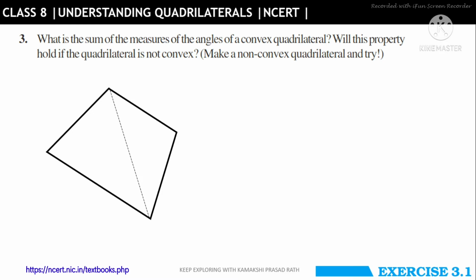So we get 2 triangles now. Let us name the angles formed by the 2 triangles: 1, 2, 3 and 4, 5 and 6. Okay, and let's name the vertices as A, B, C and D. So you have to find what is the sum of the measures of the angles. We can say angle A plus angle B plus angle C plus angle D is how much you have to find out. For this, let us consider first triangle ABD.